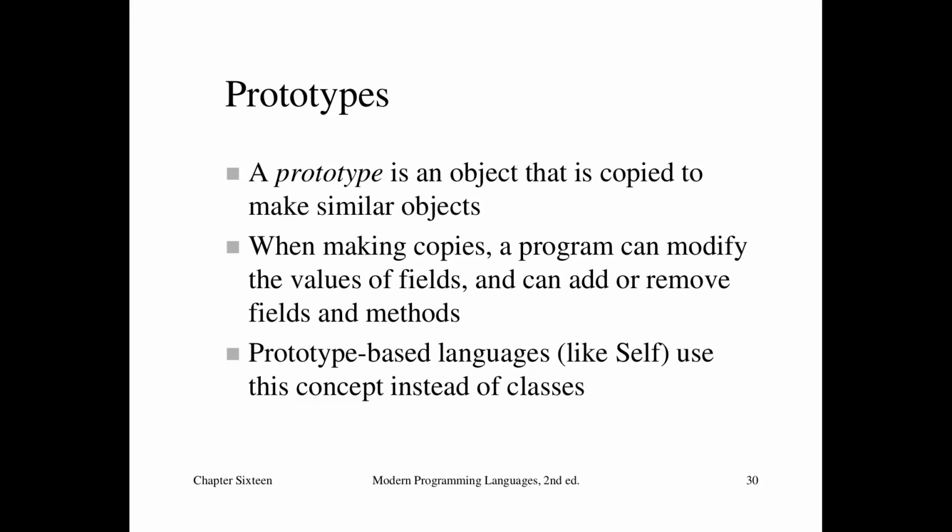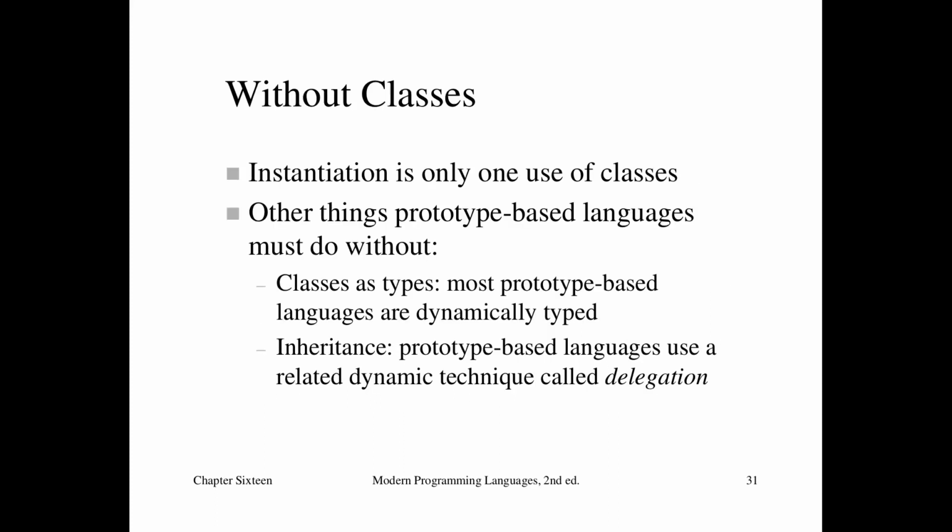Prototype languages like Self use this concept instead of classes. It tends to be a little more difficult to really understand how it's working when you do this, but it can be done. Now, as I've said, in a class-based system we use instantiation, and it's the only way to use classes. Let me rephrase that. It's only one use of classes.